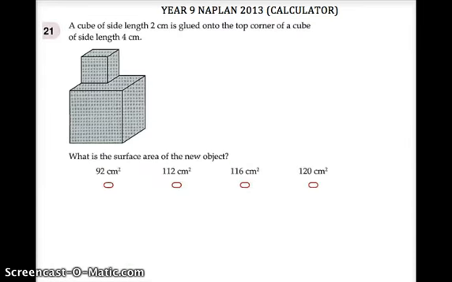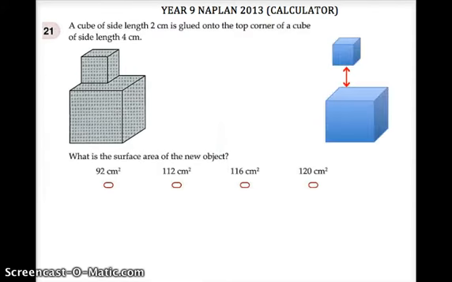Now for question 21 of the 2013 calculator paper. A cube of side length 2 centimeters, that's this top cube, is glued onto the top corner of a cube of side length 4 centimeters, that's this bottom cube. What is the surface area of the new object? Okay, pause the video and attempt the question.